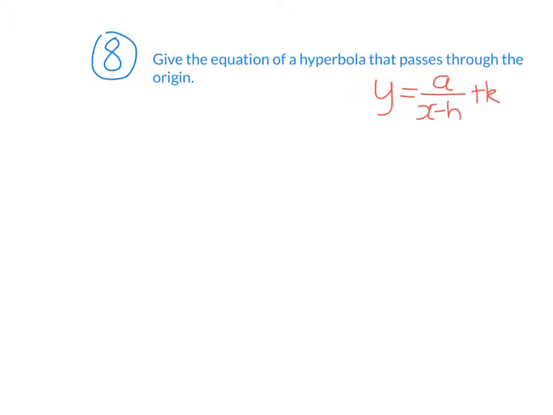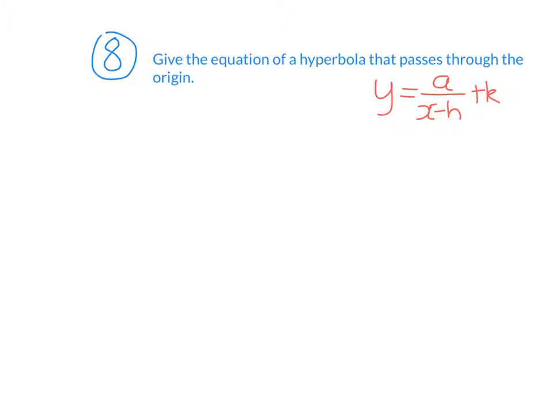So all I need to do is find a value for a, a value for h, and a value for k. I'm finding 3 things. It doesn't really matter the order in which I find them. I just need to find 3 values for a, h, and k so that when y equals 0, x is equal to 0. So I'm just going to choose to find h and k first and then find a. But it wouldn't matter if you chose a value for a first.